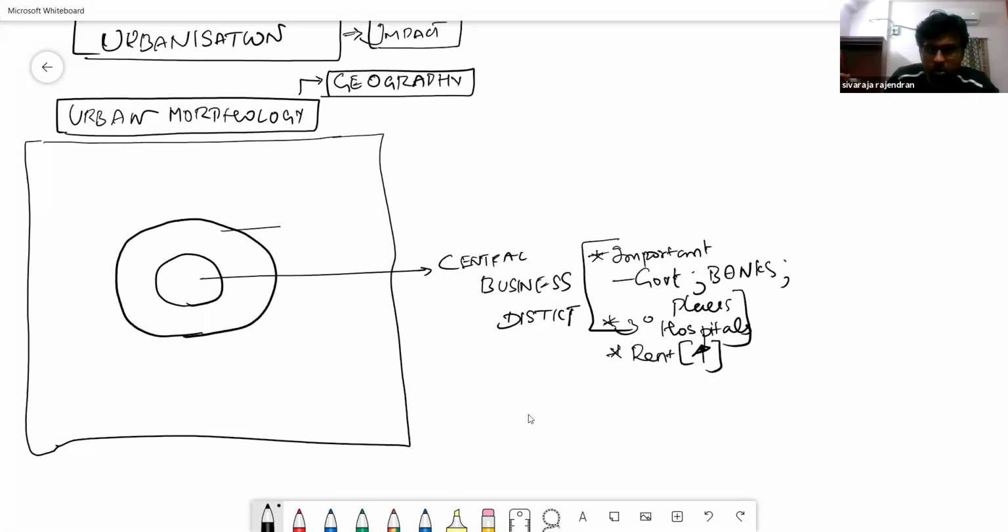Next will be the zone. Let us assume, okay, zone 1. Let us keep it that way. Any terminology. This zone will be the zone of skilled workers.